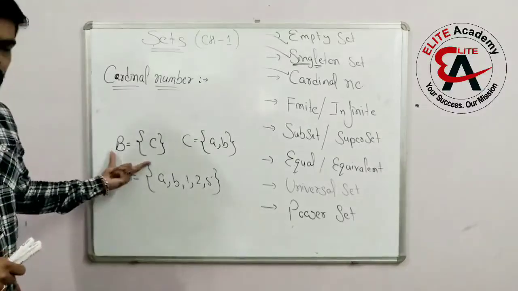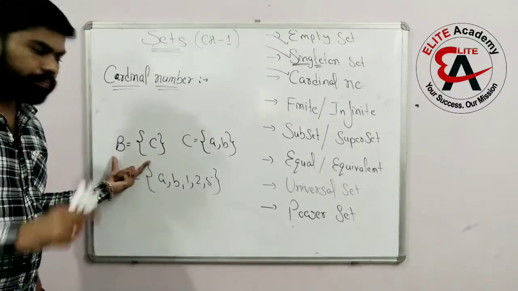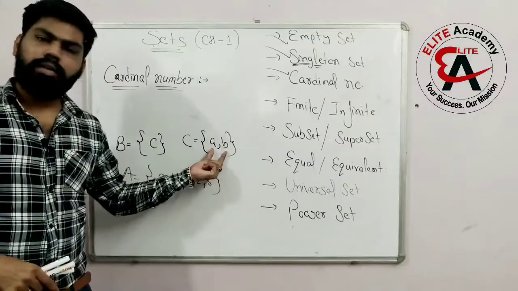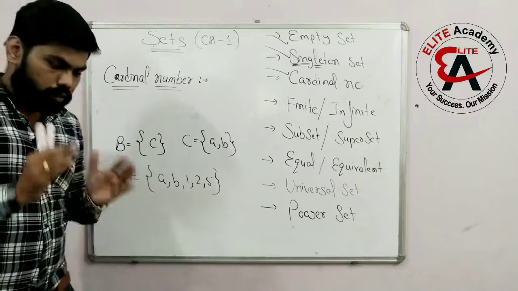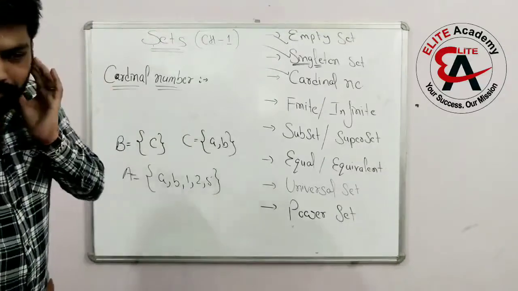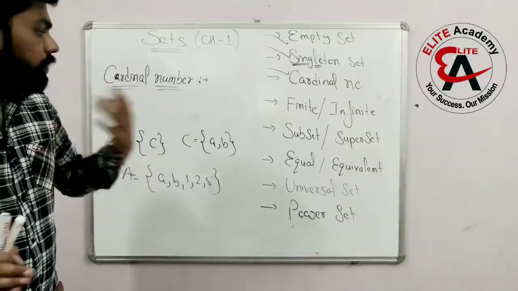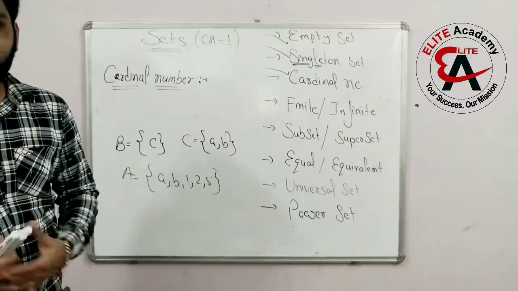So what is the cardinal number of B? 1. What is the cardinal number of C? 2. And what is the cardinal number of A? 5. So cardinal number is nothing but the number of elements of that set. Is that clear or not?